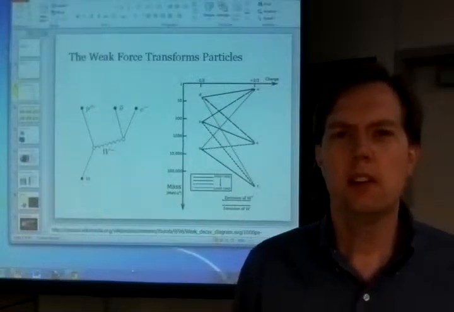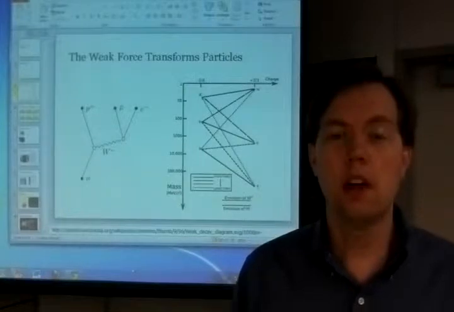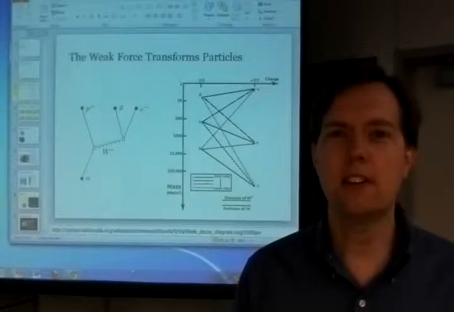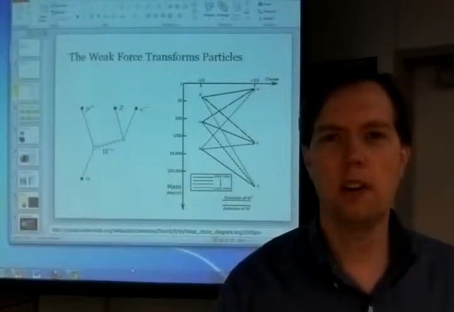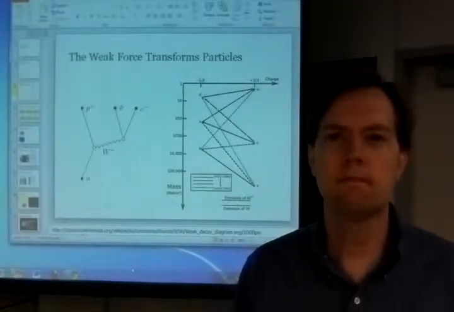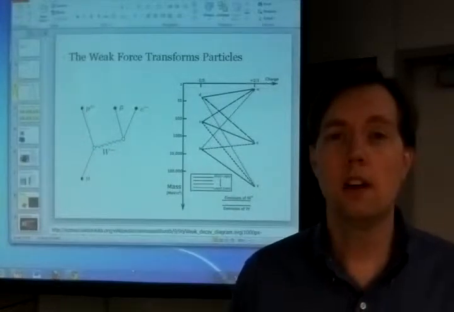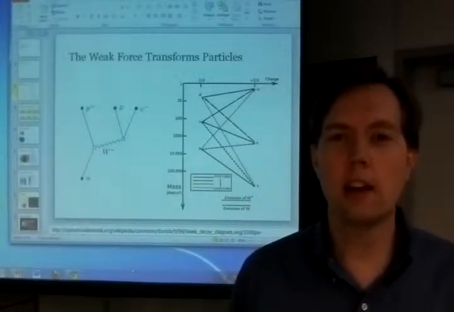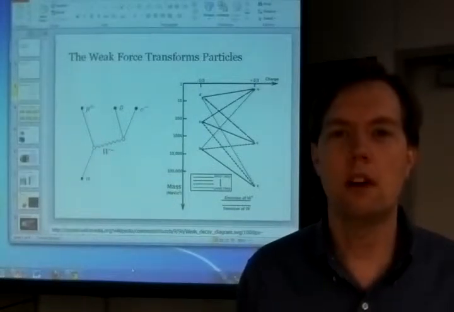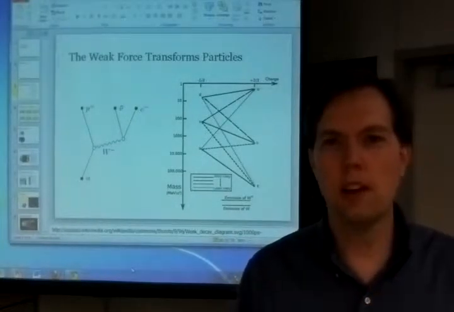Hi everyone. To really complete our description of how the Standard Model works, we have to discuss how the weak force fits into this quantum field theory framework. You remember that the photon is used to describe quantum mechanically Maxwell's equations and the electromagnetic interaction. Essentially, it's very simple. You've got a plus and a minus charge. You're done.